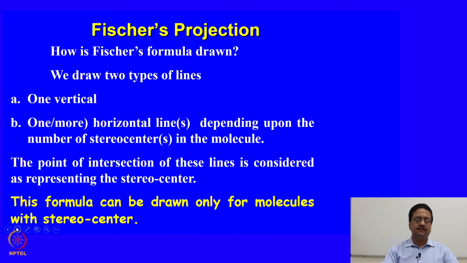So the first question is how the Fischer's formula is drawn. We draw two types of lines, one vertical line and one or more horizontal lines depending upon the number of stereocenters in the molecule. The point of intersection of these lines is considered as the stereocenter. This formula can be drawn only for molecules with a stereocenter. That is very important. We should not draw a Fischer projection for a molecule where there is no stereocenter present in the molecule.